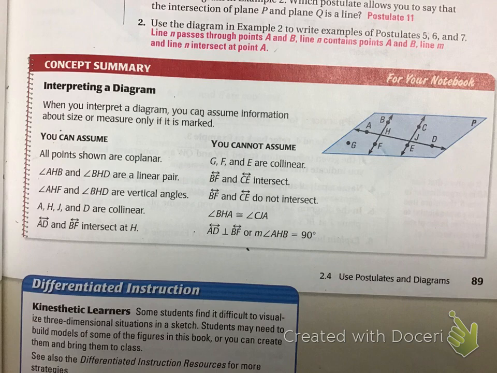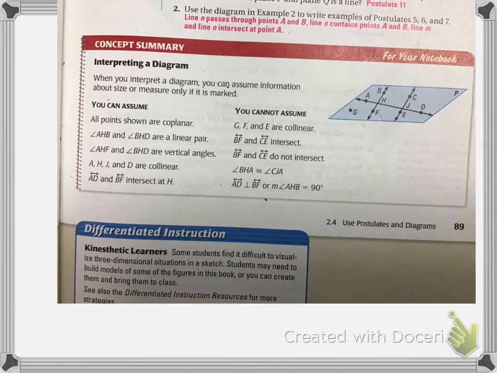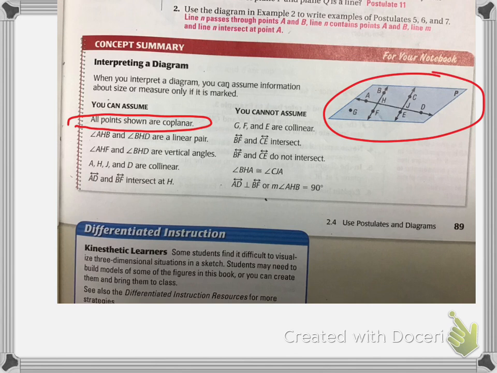The next thing we're going to do, I'm not going to spend time with this with you now. I'm going to ask you to look at this on your own on page 89. These are things we can assume and things we can't assume from a picture. That's really important to see. I'll just point a few out. You can assume that all the points that are shown are coplanar. So when you look at this plane, you can assume that every one of them is on that plane.